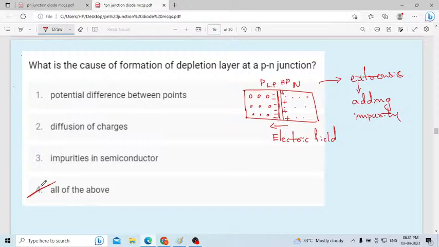Because definitely they will ask a question like this in the exam. Why does the depletion region form? Because of the potential difference, it creates an electric field, diffusion and flow of charges, and even adding impurities, P type, N type. How do we get the semiconductor? By doping. Doping is nothing but adding impurities; we use the word doping also.